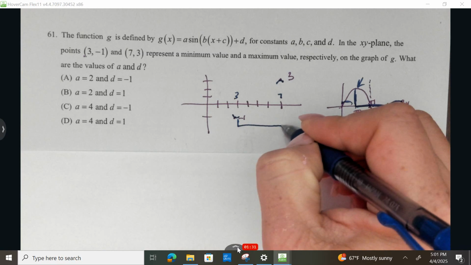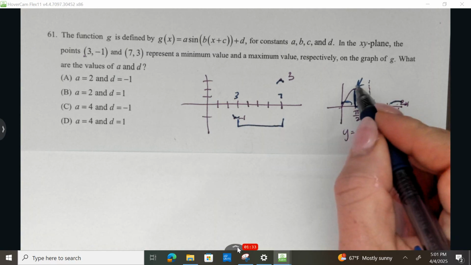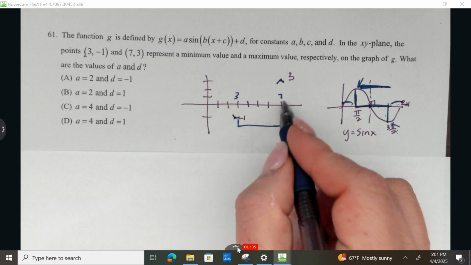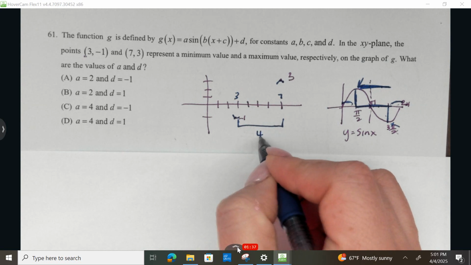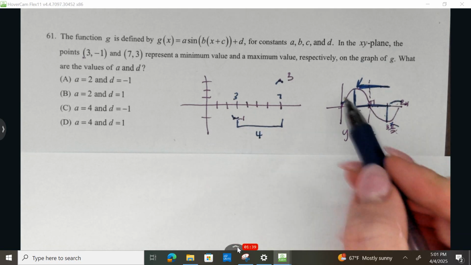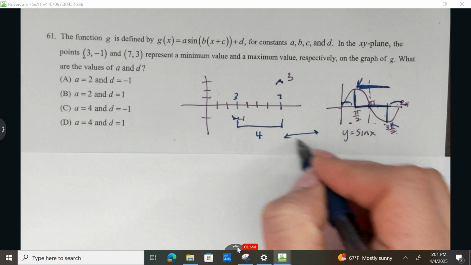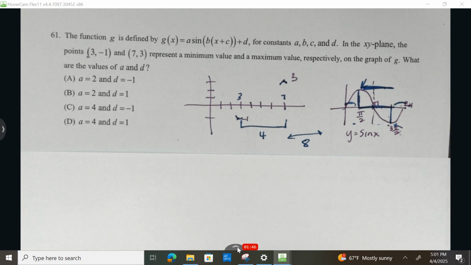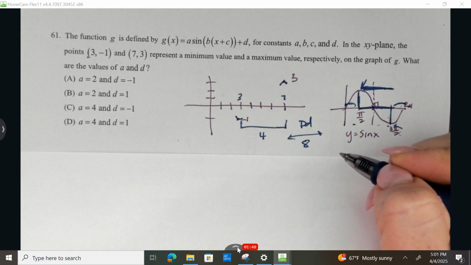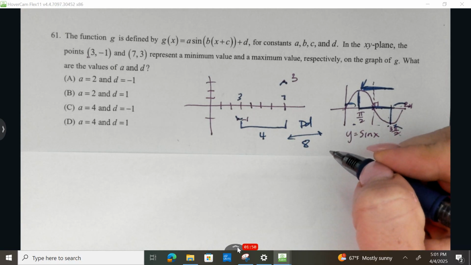So between the minimum and the maximum, think about from here to here, this distance is a distance of 4. From 3 to 7 is a distance of 4. Well, from the minimum to the maximum is a distance of 4. That means the entire period is a distance of 8. The entire period is a distance of 8, or one cycle is a distance of 8.